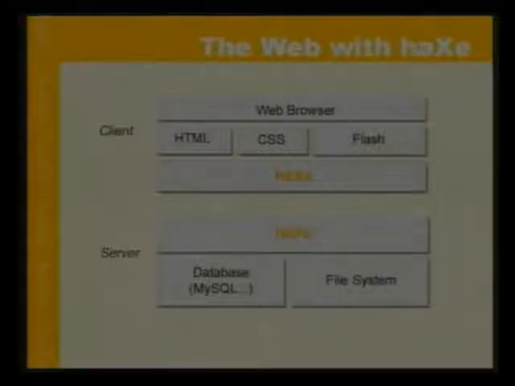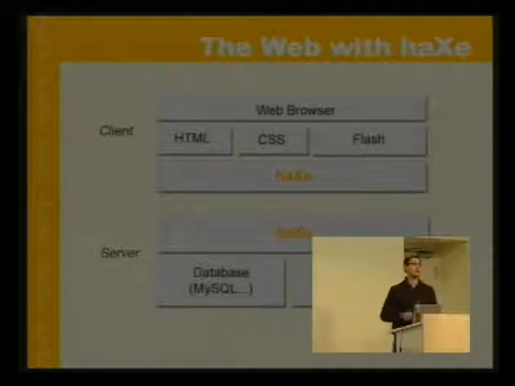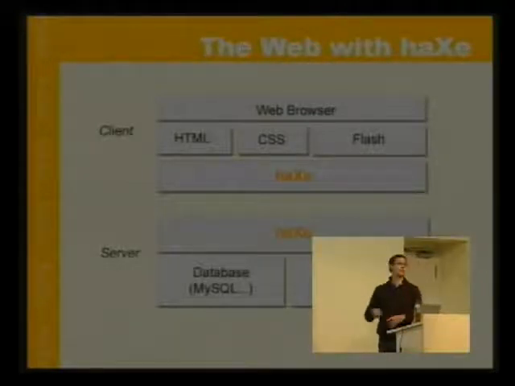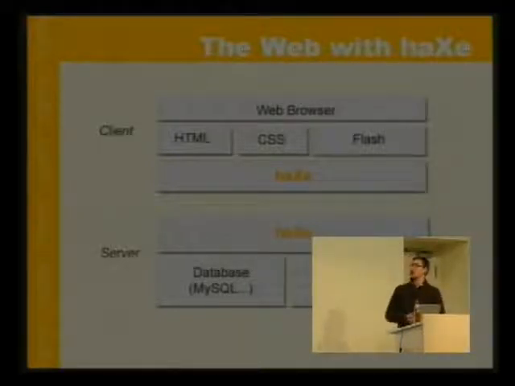But it's not a thing you have to do. I mean, it's just a possibility you have. If you don't want to use Haxe on the server side, you don't have to. You can use it only on the client side if you want, or only on the server side if you want. But you have additional APIs that you can use if you want to use it on both sides, and it makes things easier.